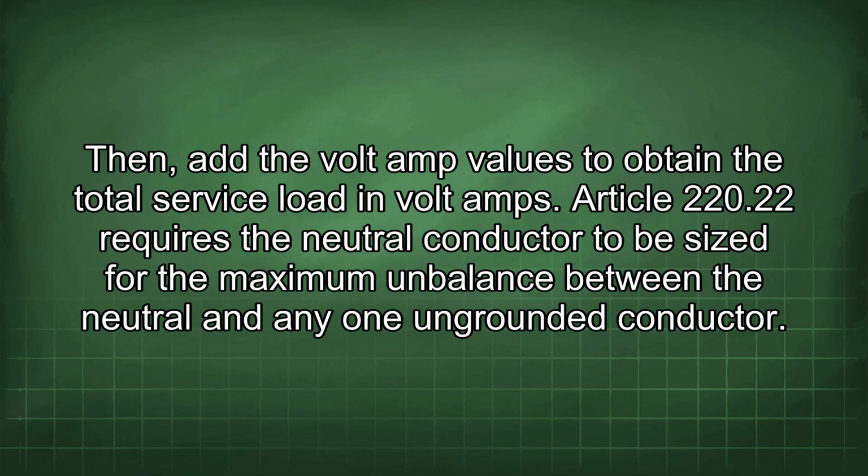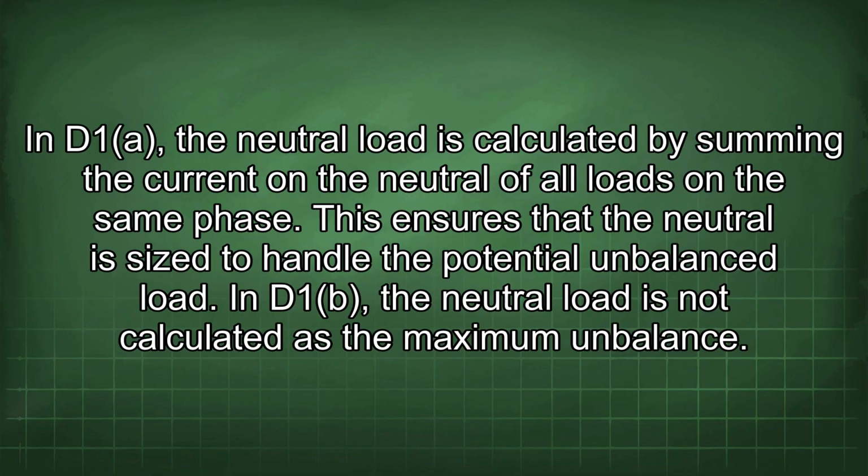Article 220.22 requires the neutral conductor to be sized for the maximum imbalance between the neutral and any one ungrounded conductor. In D1a, the neutral load is calculated by summing the current in the neutral of all loads in the same phase. This ensures that the neutral is sized to handle the potential unbalanced load.